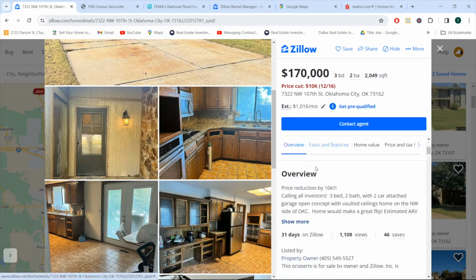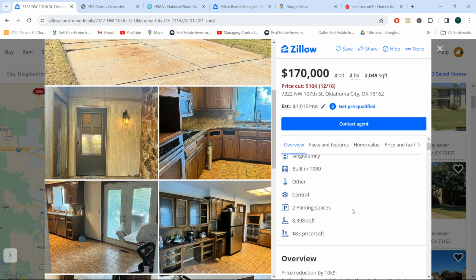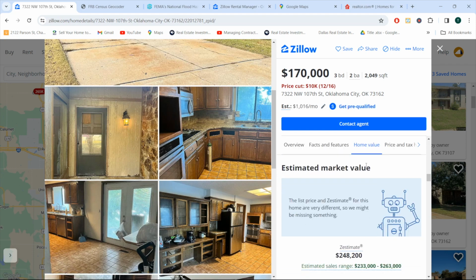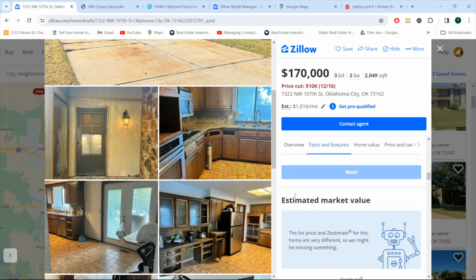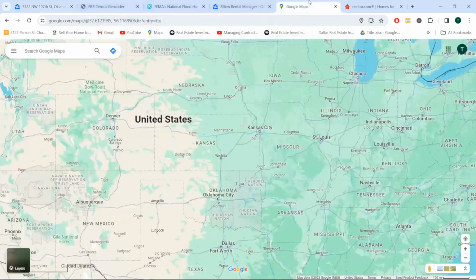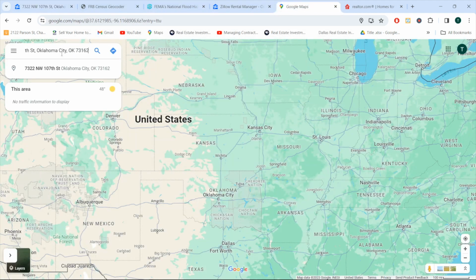and the Zestimate is 248. So here we go. So the first thing we want to do is go over a couple of key indicators before we just jump into what is this property worth, okay? So the first thing I want to do is see what this property looks like on Google Maps.